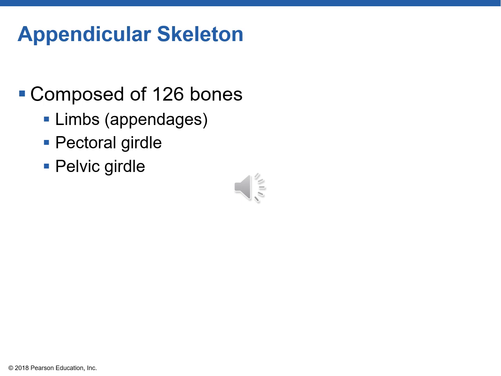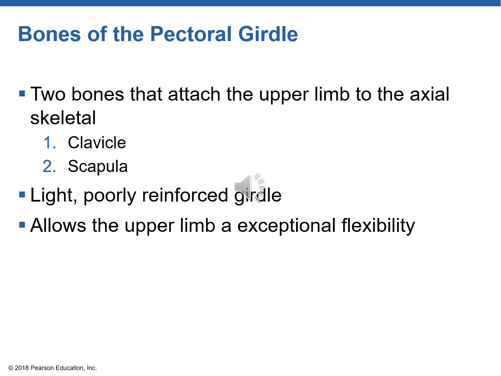Up until this point, we've been talking about the axial skeleton mainly. Now we're going to talk about the appendicular skeleton. This basically makes up your arms and legs, and your pectoral girdle, which is your shoulder, and your pelvic girdle, which is your hips, basically. The pectoral girdle is made up of the clavicle and the scapula, and they allow the humerus to connect, so the arm to connect to the shoulder, basically.